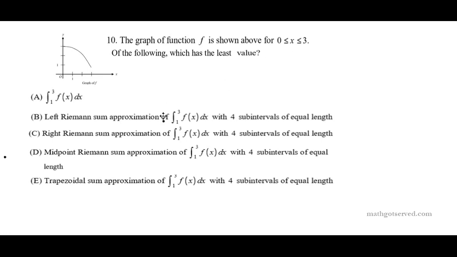These are the names I'm going to be using for the different parts of these options. The integral from 1 to 3 of f of x dx, let's call that the exact area. Then the left Riemann sum, let's call that LRAM, as you already know. Right Riemann sum, RRAM, midpoint Riemann sum, MRAM, and trapezoidal sum, let's call that trap.